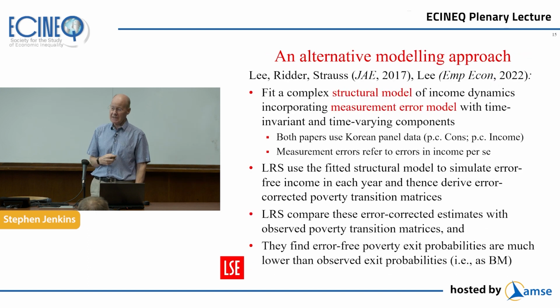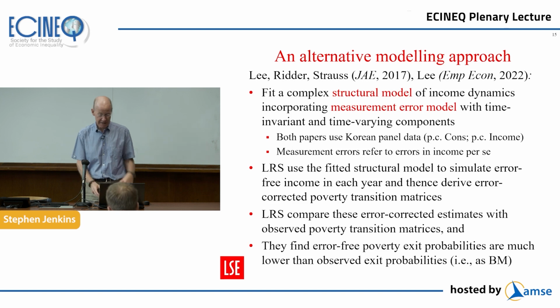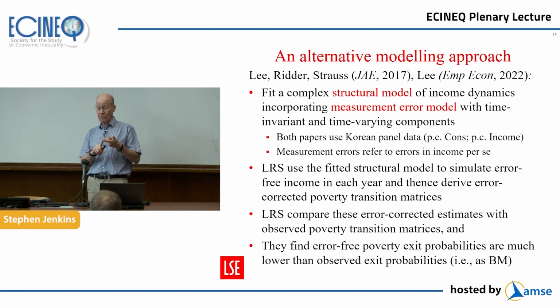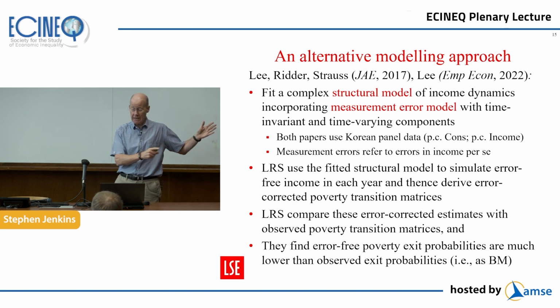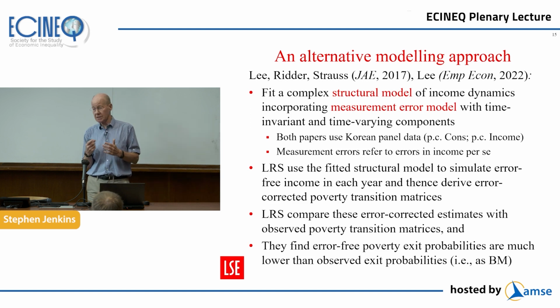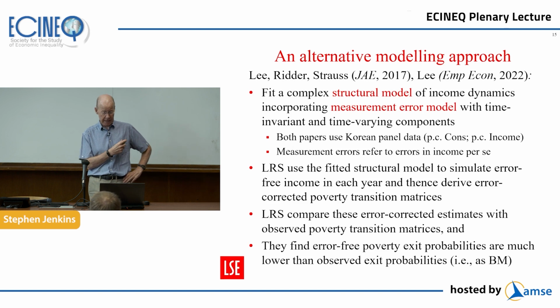Okay, so what else might you do? Well, you might become a pure econometrician, as Guy Lee, who is a PhD student of, I think, Ritter and Strauss. There are two papers that are almost identical, that are only changed by these people. But the idea is sort of similar to what we had before, in the sense that we have a structural model, a model of how true income evolves over time. But on top of that, you place a measurement error model, which has time invariant and time varying components. And they fitted that to Korean panel data. One paper does it with per capita consumption, the other does it for per capita income.